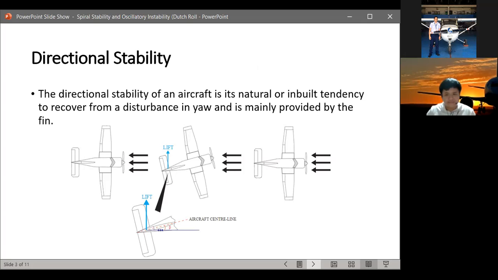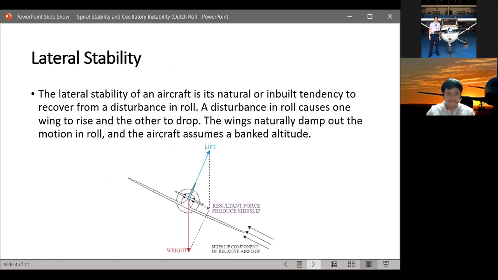The directional stability of an aircraft is its natural or inbuilt tendency to recover from a disturbance in yaw and is mainly provided by the fin. Next, lateral stability. The lateral stability of an aircraft is its natural or inbuilt tendency to recover from a disturbance in roll. A disturbance in roll causes one wing to rise and the other to drop. The wings naturally damp out the motion and roll, and the aircraft assumes a bank attitude.